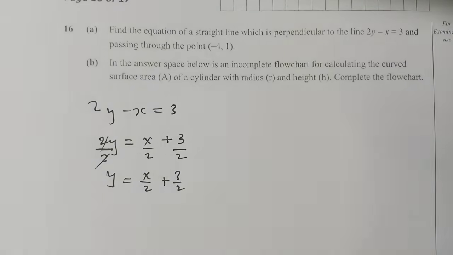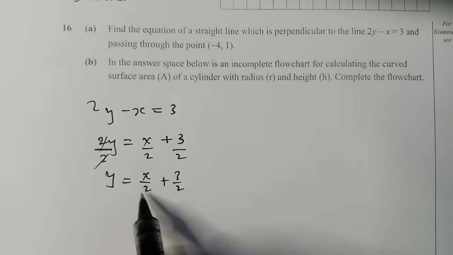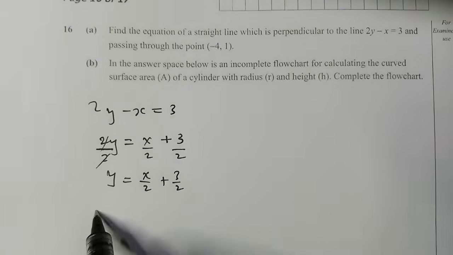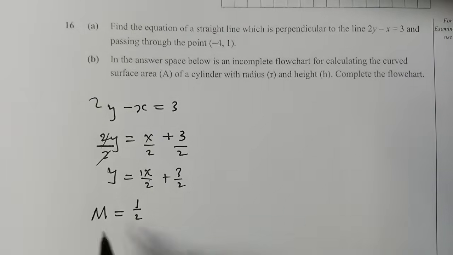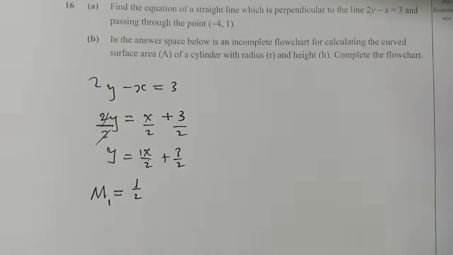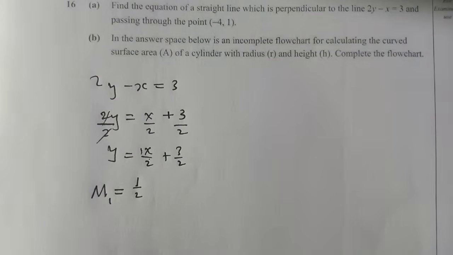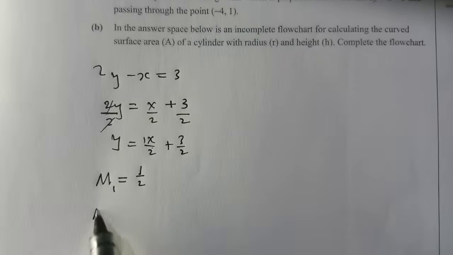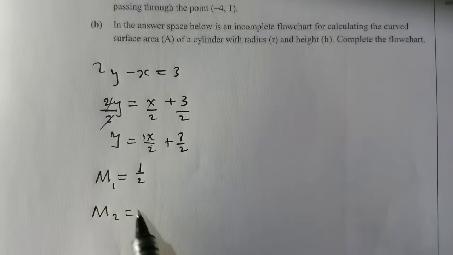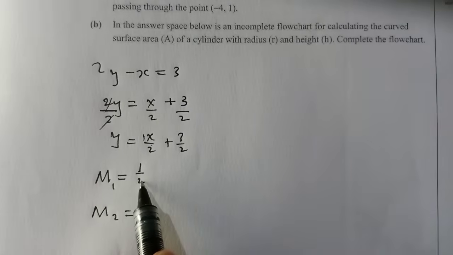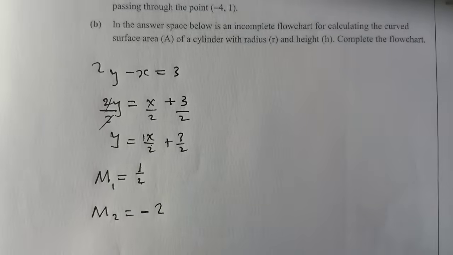So what is our gradient? Our gradient is the coefficient of x. So our m is equal to 1 over 2 here. This is our gradient 1. Now for us to find the line that is perpendicular to this equation, we need to come up with the gradient of the new line, the line that is perpendicular. So we change the sign, since this is positive, and we reciprocate it. This goes on top and 1 comes down. So this is how it will look.